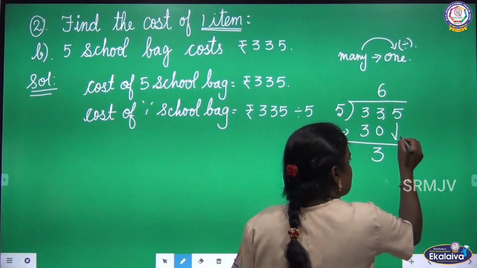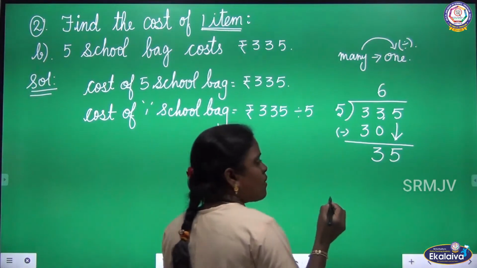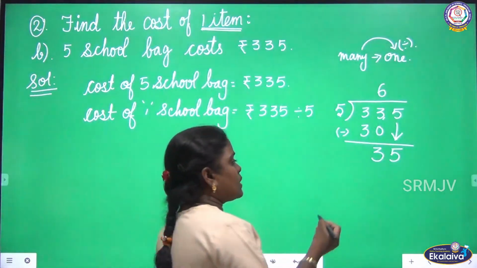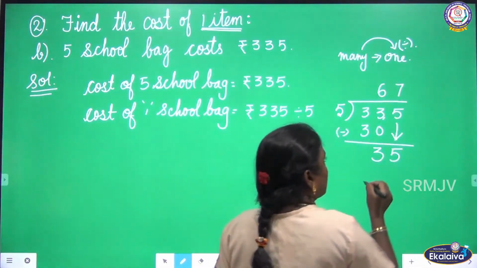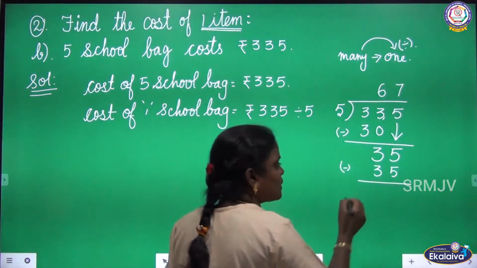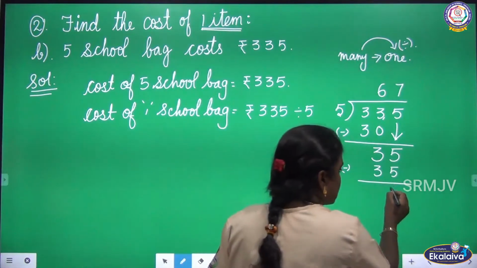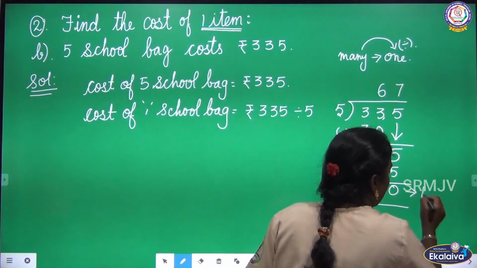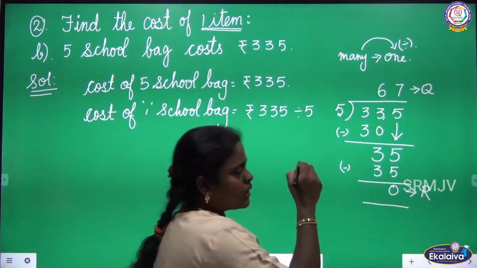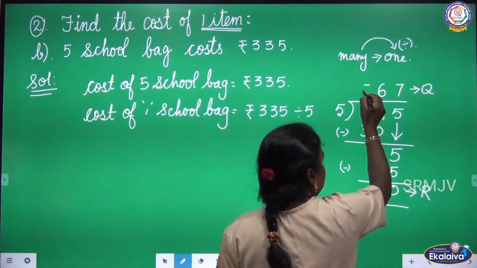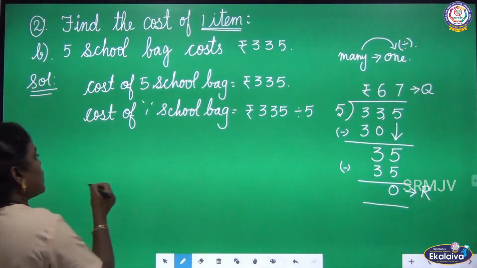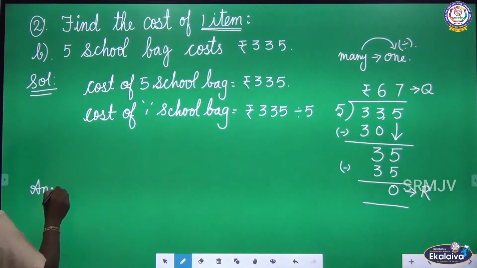Now take down the next digit 5, and now I have 35. So 5 6s are 30, 5 7s are 35. So write 7 in the quotient, 35 below the number. If you subtract 35 and 35, you get 0. So here the remainder is 0 and the quotient is the required answer, which is 67 rupees. What is the cost of one school bag? It is 67 rupees. Let us write the answer.